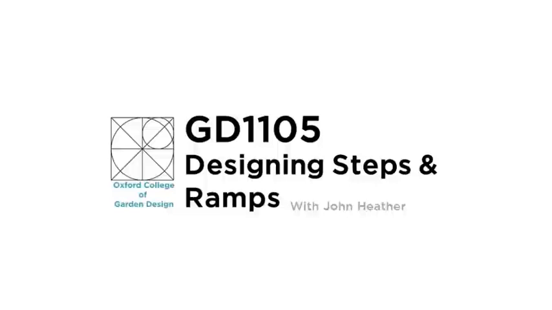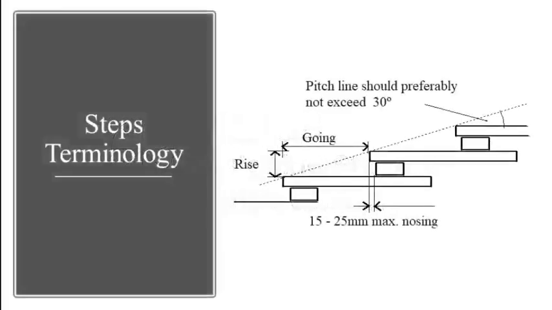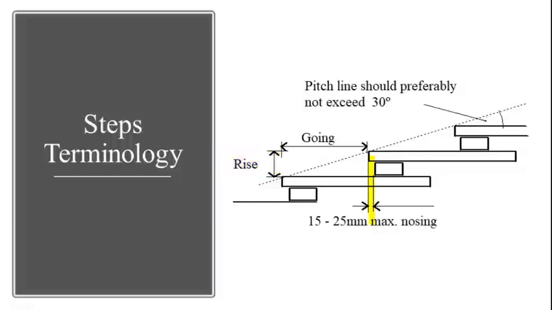The vertical height from one tread to the next is known as the riser. The front edge of the step is known as the nosing. The length of tread from one nosing to the next is known as the going. This dimension excludes any overhang of the nosing beyond the face of the riser.